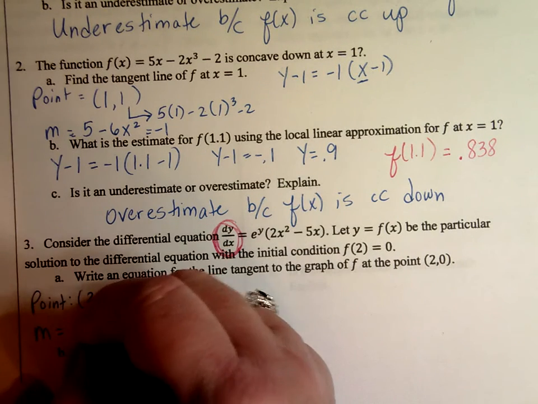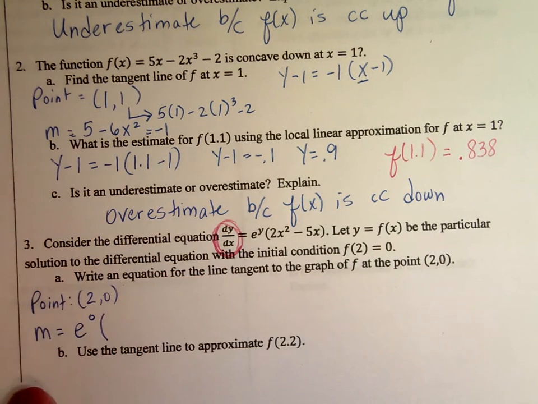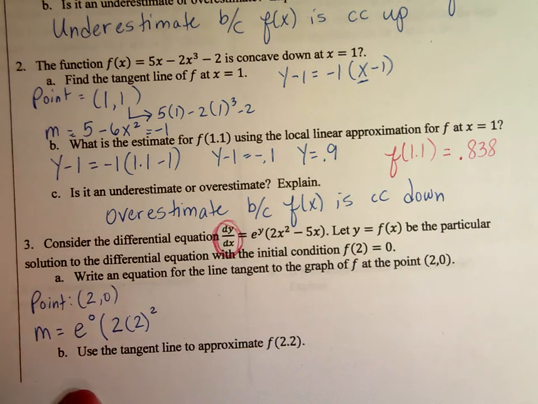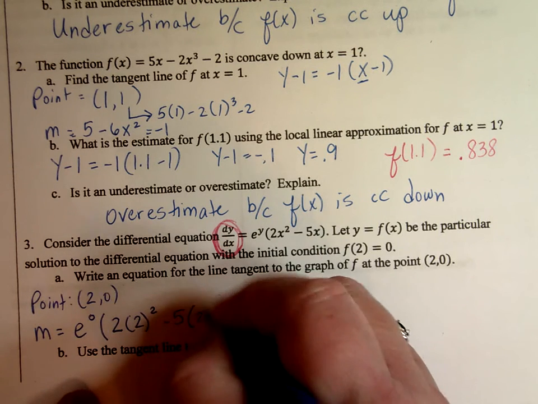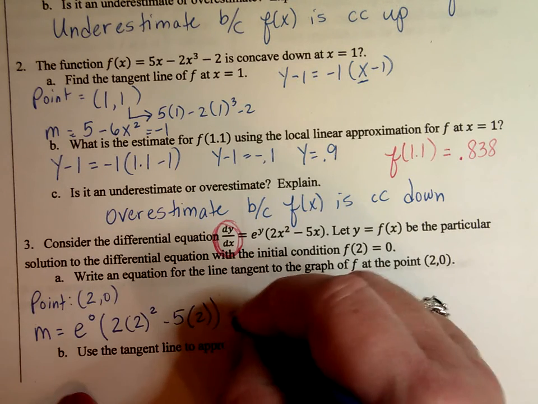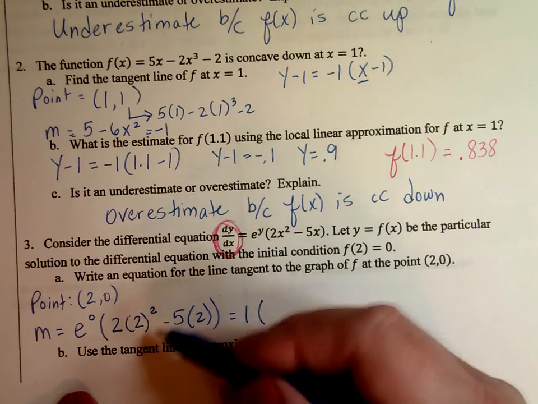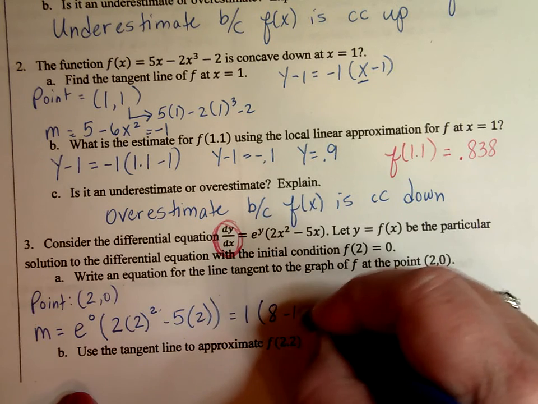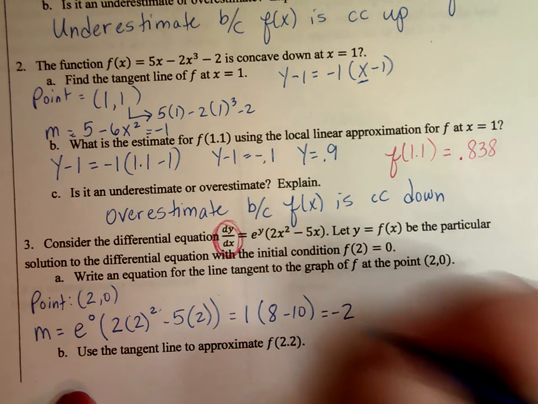e to the 0, parentheses, 2 times 2 squared minus 5 times 2. x of 2, y of 0. e to the 0 is 1. 2 squared is 4. 4 times 2 is 8, minus 10. And so I get a negative 2.